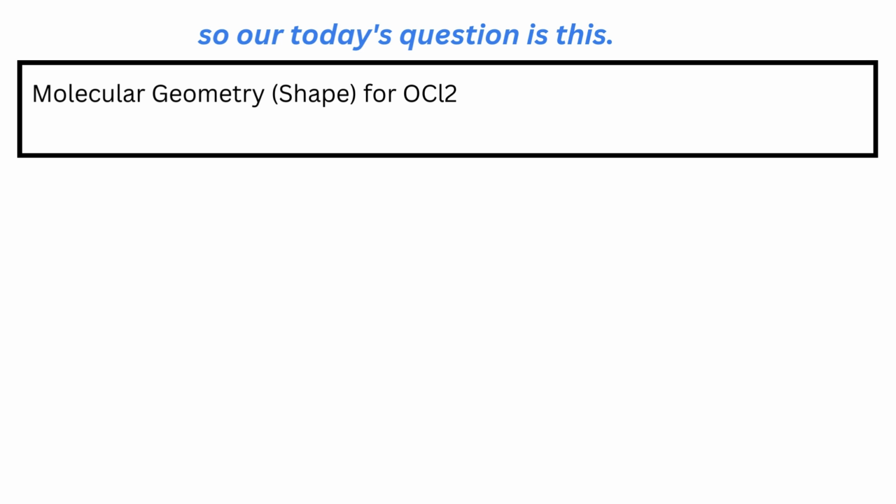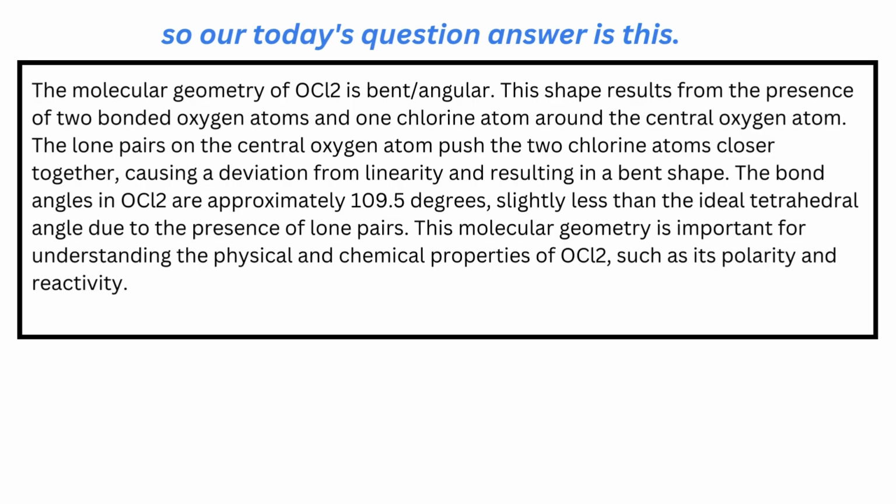Molecular geometry shape for OCl2. Correct answer: the molecular geometry of OCl2 is bent or angular. This shape results from the presence of two bonded chlorine atoms around the central oxygen atom.